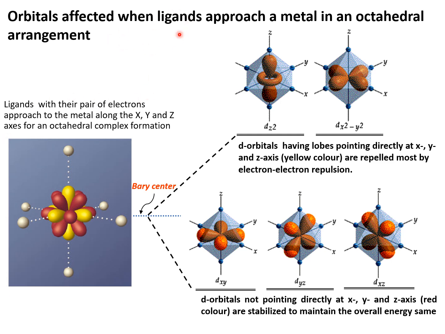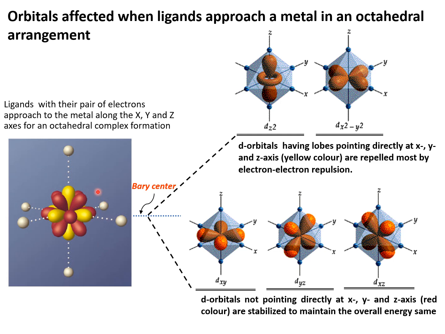So orbitals are said to be affected when ligands approach a metal in an octahedral arrangement. In an octahedral arrangement, the central metal ion occupies the center of the octahedron, whereas the 6 ligands occupy the corners of the octahedron. Initially, when the ligands approach the central metal ion, the degeneracy is said to be maintained.